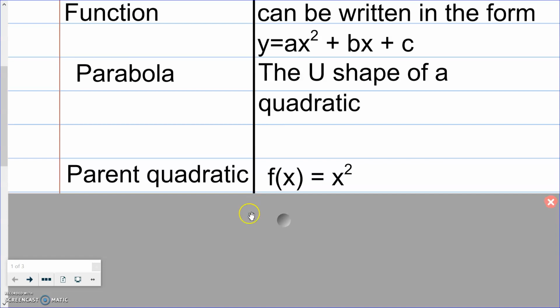The parent quadratic is f of x equals x squared. We're going to be looking at this when we're typing in the decimals. This is the one that we're going to be comparing everything to. So f of x equals x squared. This is our parent quadratic. From here, we build upon it. We're going to be adding, subtracting, putting numbers in front. We're doing all kinds of things that'll be moving this parent function all around the graph.